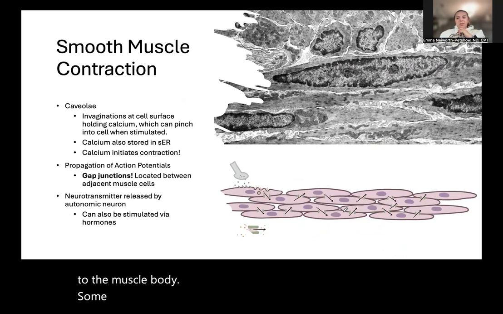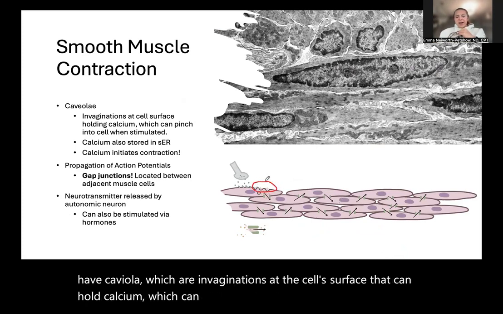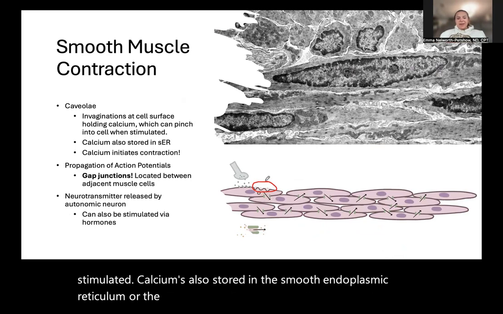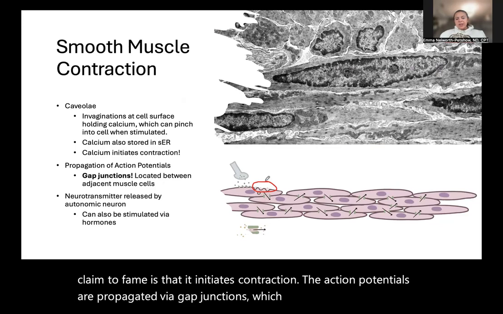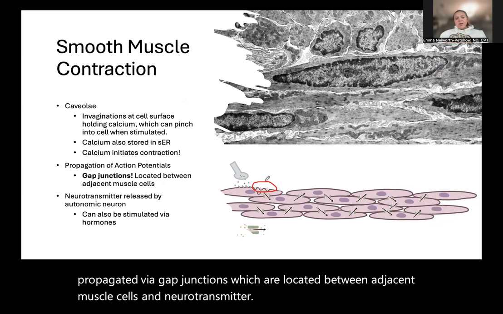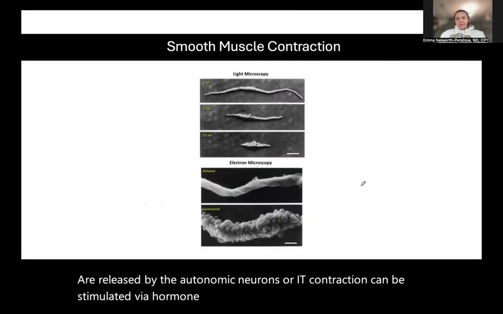Some other interesting components about smooth muscle: they have caveolae, which are invaginations at the cell's surface that can hold calcium, which can pinch into the cell when they are stimulated. Calcium is also stored in the smooth endoplasmic reticulum. And calcium's claim to fame is that it initiates contraction. Action potentials are propagated via gap junctions, which are located between adjacent muscle cells, and neurotransmitters are released by the autonomic neurons, or contraction can be stimulated via hormone stimulation.